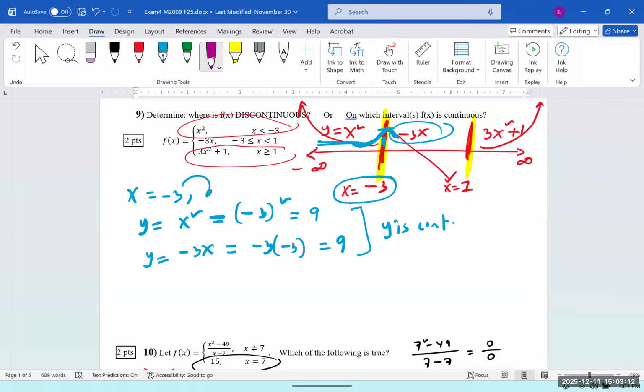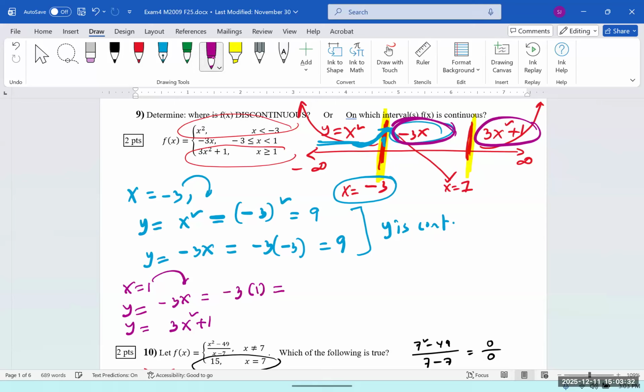When x equals 1, x equals 1 has two y values. The left one is -3x, and the right one is 3x squared plus 1. So let's substitute and check what happens. This is -3 times 1, and this one is 3 times 1 squared plus 1. What is -3 times 1?